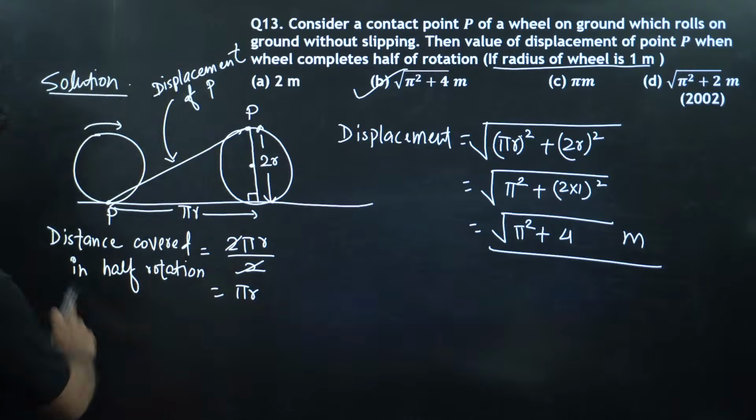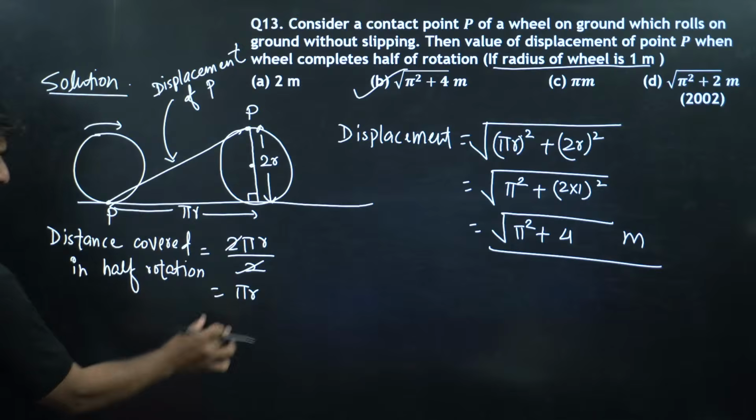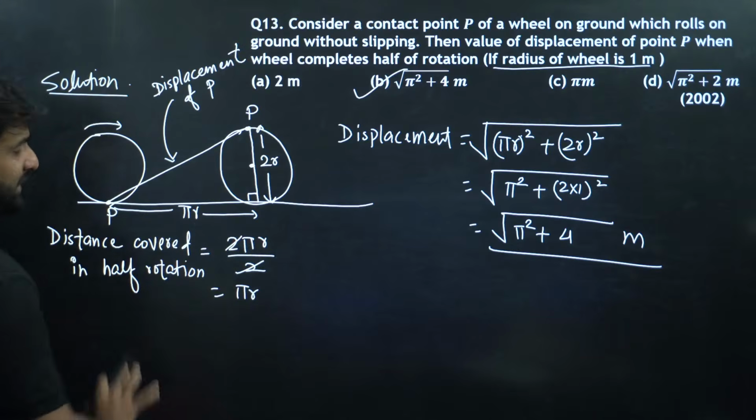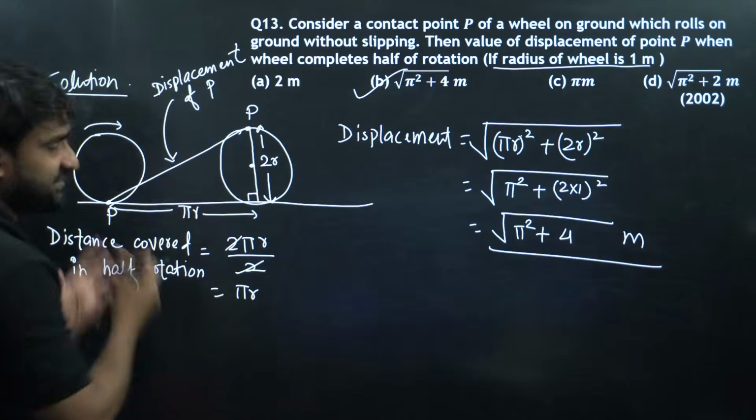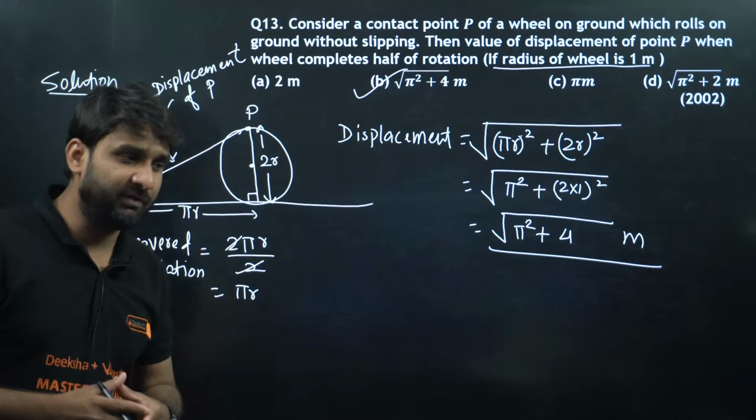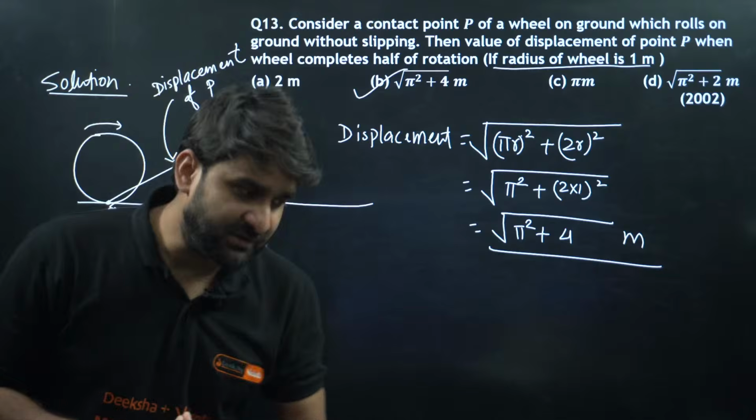So in half rotation, the distance covered is equal to half of the perimeter. The distance covered in one complete rotation is equal to the circumference, which is 2 pi r. Is that clear to everyone? Are you enjoying the session, everyone?